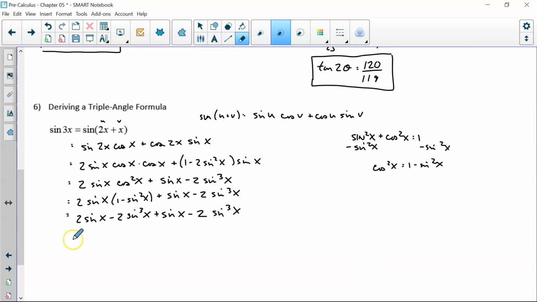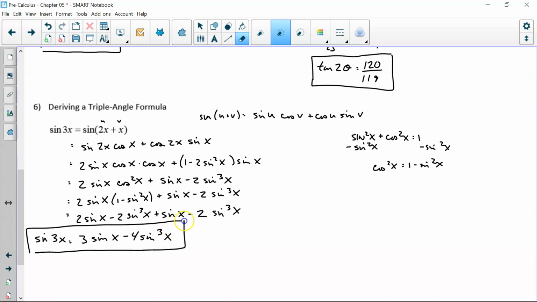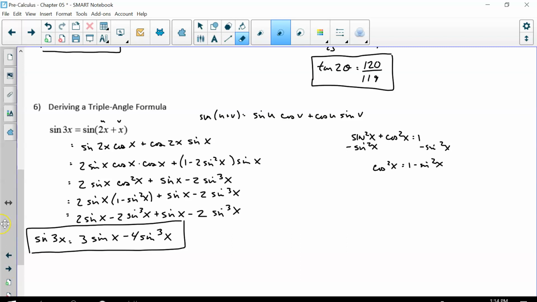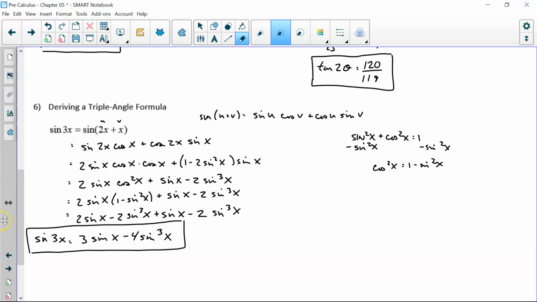So now when I combine my like terms, 2 sine of x and another sine of x is 3 times the sine of x. Negative 2 sine cubed and another negative 2 sine cubed is negative 4 sine cubed x. And that's actually the triple angle formula. That's how you would find the sine of 3x. And that was really just showing how we can rearrange and use previous knowledge with the double angle formula and the sum and difference formulas to rewrite.